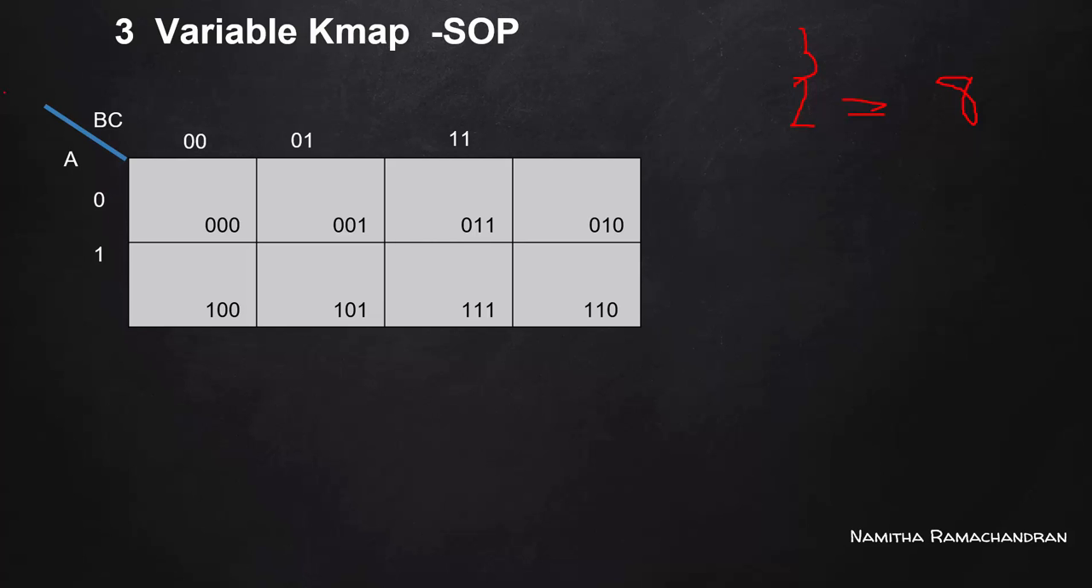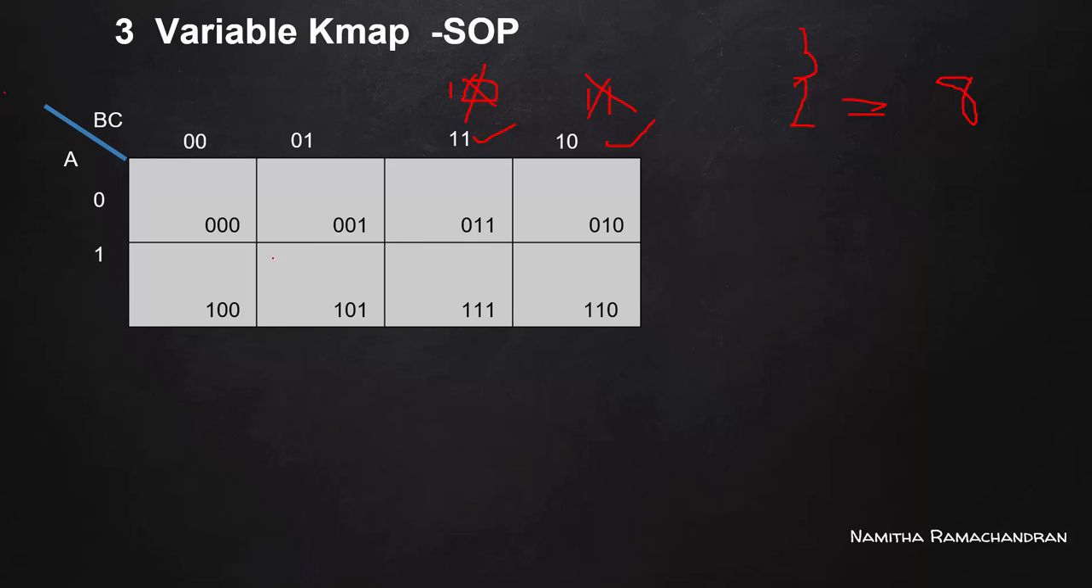This is an important point we need to remember always. 00, 01, 11 and 10. We need to follow this particular order for our columns: 00, 01, 11, 10. Not 10 here and 11 here. We don't want this particular order. This is the right order: 00, 01, 11, 10.